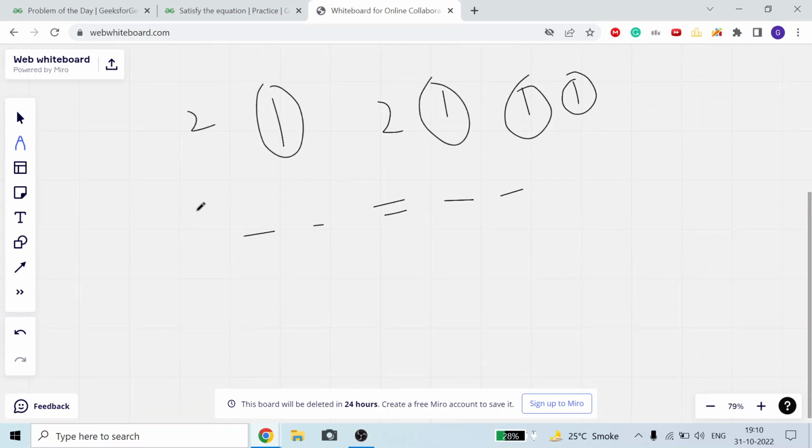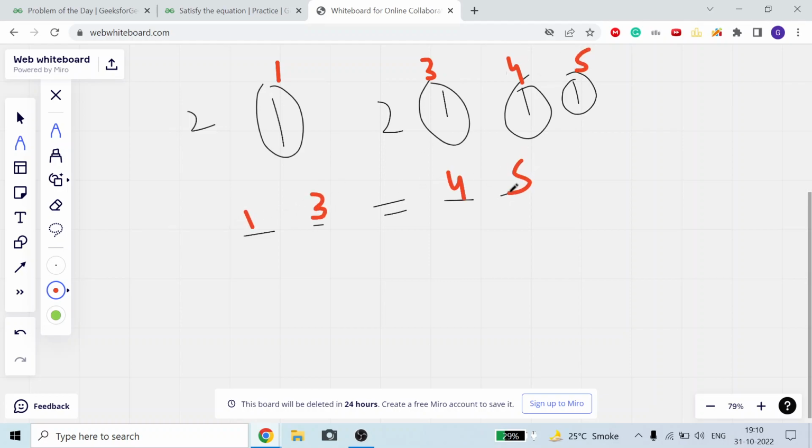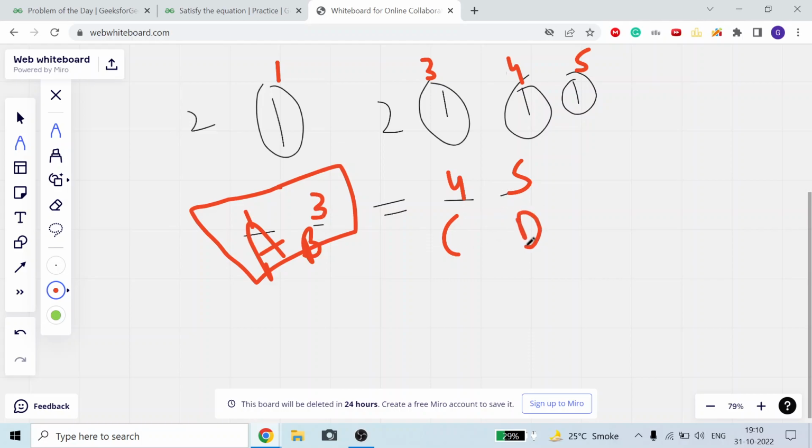Okay guys, so here what are the indices? 1 2 3 4 5. So we are going to choose 1, 3, 4 and 5. It means 1 and 3: the first index will represent a, this one will represent b, this index represents c, and this index will represent d.